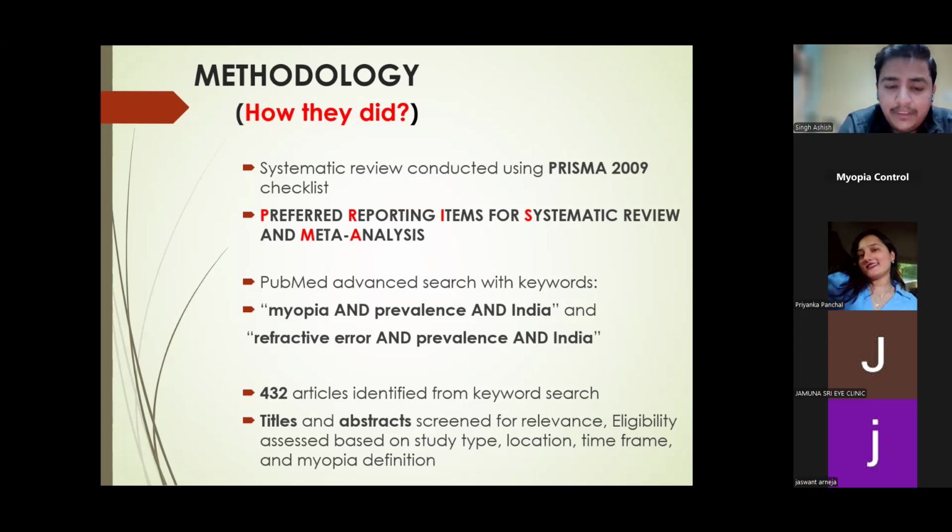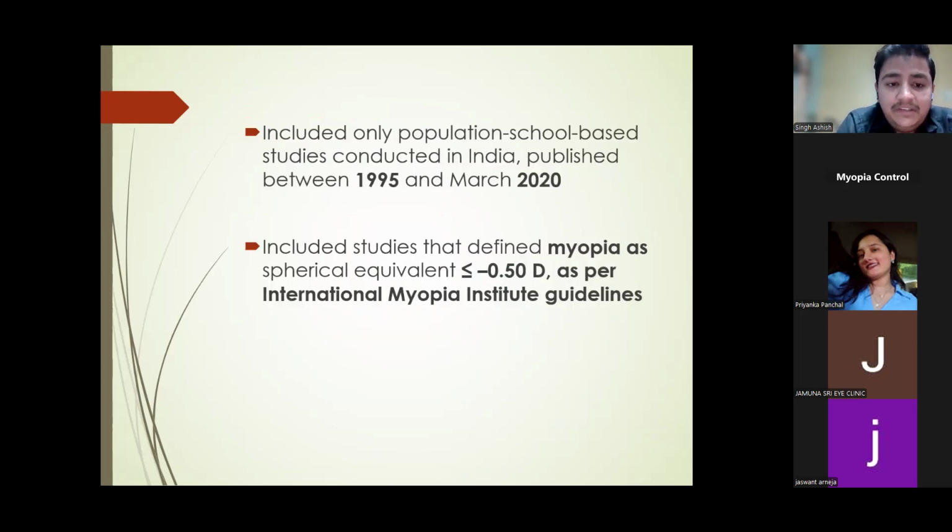After using this, we can identify different articles and studies related to our topic. Overall, 432 articles were identified from the keyword search. Titles and abstracts were screened for relevance, and eligibility was assessed based on study type, location, time frame, and myopia definition. The study included only population school-based studies conducted in India, published between 1995 and March 2020. It included studies that defined myopia as spherical equivalent less than minus 0.5 diopter as per International Myopia Institute guidelines.